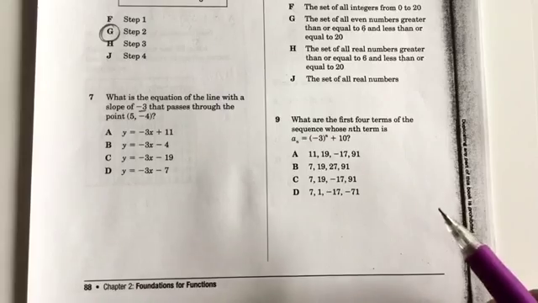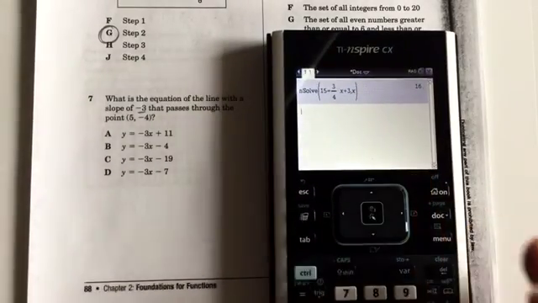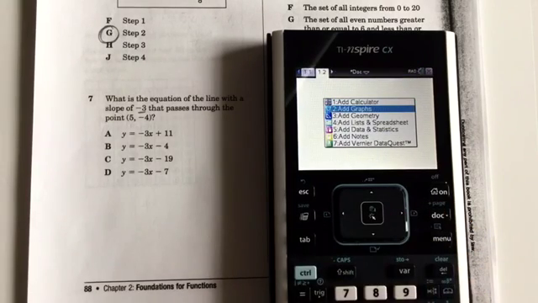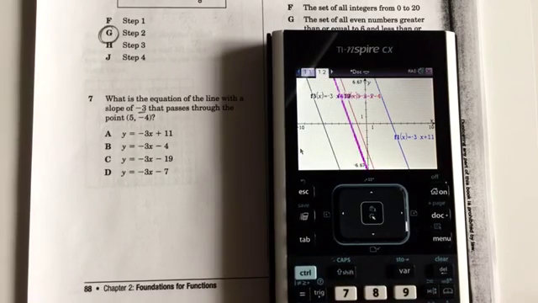To find the point, there's a couple different ways to do this. The shortcut way is, let's go ahead and do a graph because I'm checking equations. Okay, negative 3x plus 11, negative 3x minus 4, negative 3x minus 19, and negative 3x minus 7. Notice they all have the same slope. That's why they're all parallel.